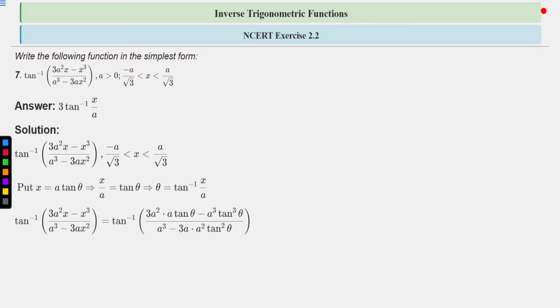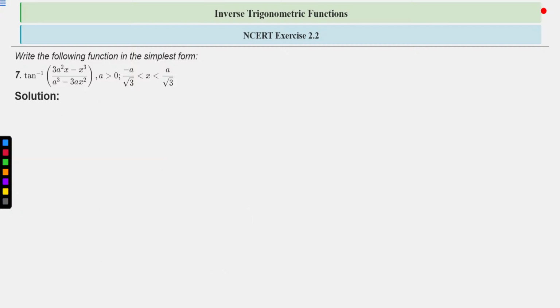So, we can convert this tan inverse of (3a² x − x³) upon (a³ − 3a x²), which will further simplify to tan inverse of (3a² · a tan θ − a³ tan³θ) upon (a³ − 3a · a² tan²θ). Therefore, we will get (3a³ tan θ − a³ tan³θ) upon (a³ − 3a³ tan²θ), right?